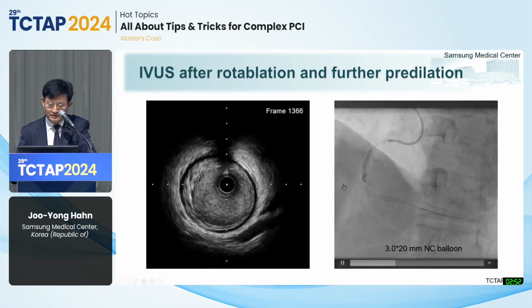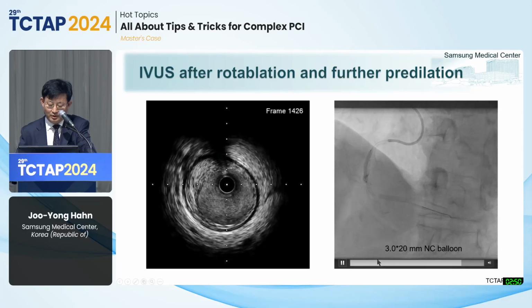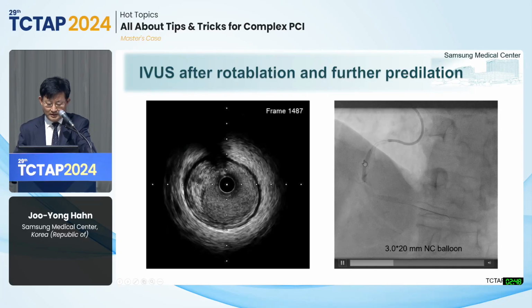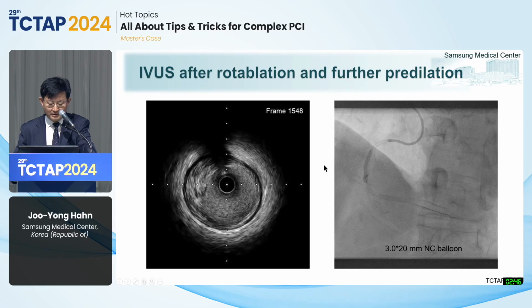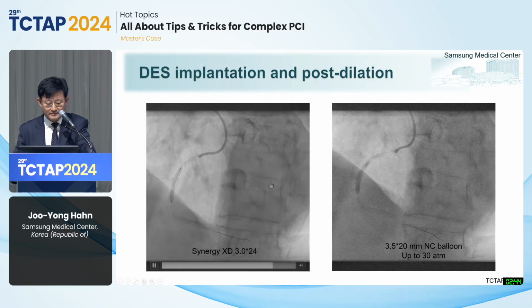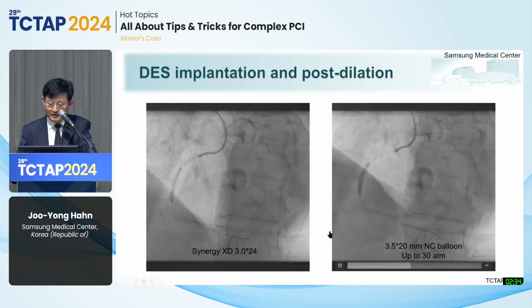So I performed further dilation using a 3.0 NC balloon. The angiographic balloon expansion was improved. So I implanted a drug-eluting stent 3.0 by 24, but the stent expansion was not satisfactory. A 3.5 by 20 millimeter NC balloon was performed for post-dilation up to 30 atmospheres.